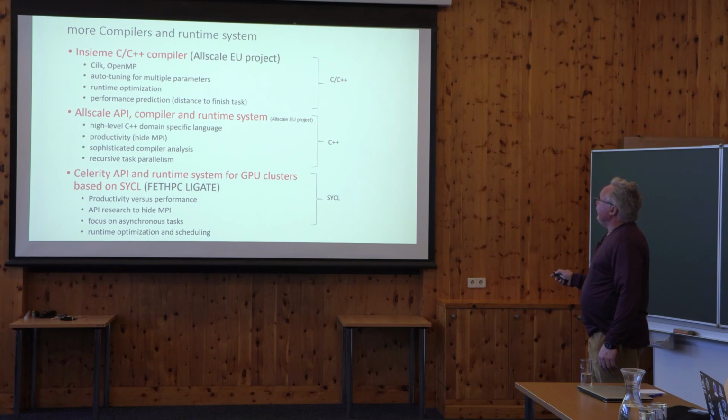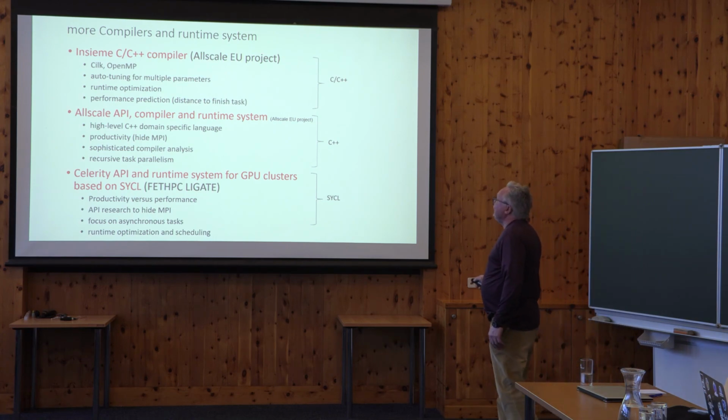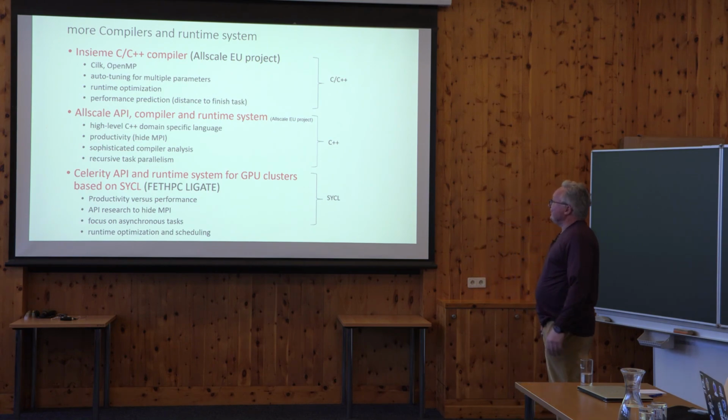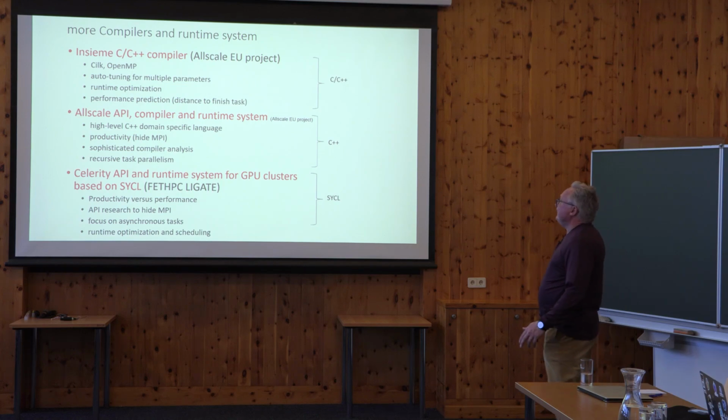Then the AllScale EU project started. So out of the Insieme compiler, we built the AllScale compiler. This was more like a high-level C++ domain-specific language. The main goal was to hide MPI that time, so productivity was high on our agenda. And I'm going to present some more details. This is the main focus, actually, of my talk. And this project is still going on in some way.